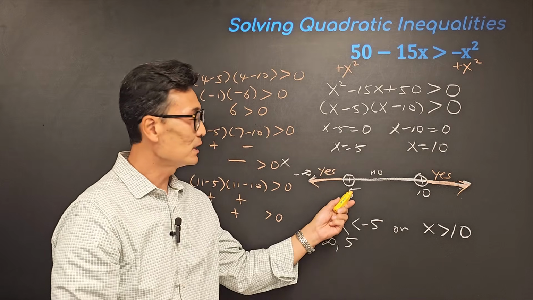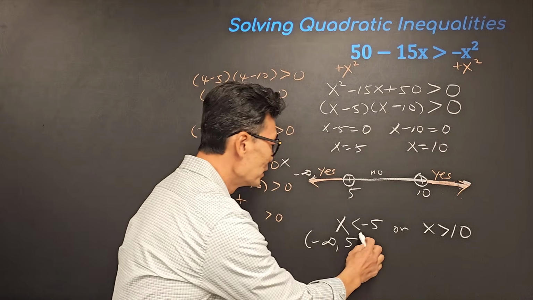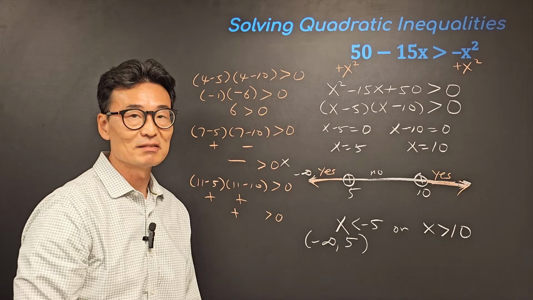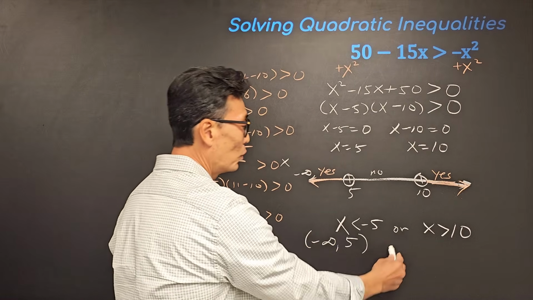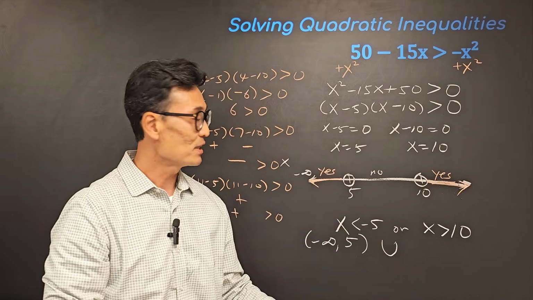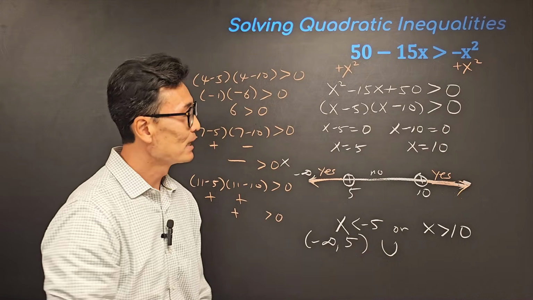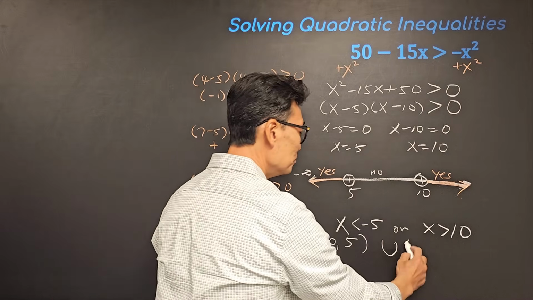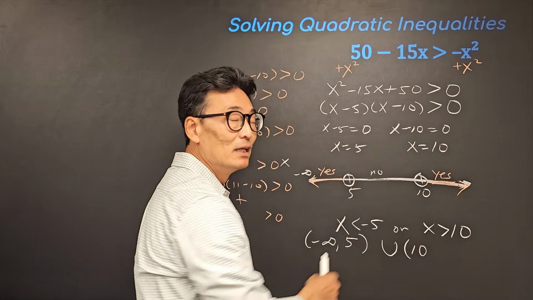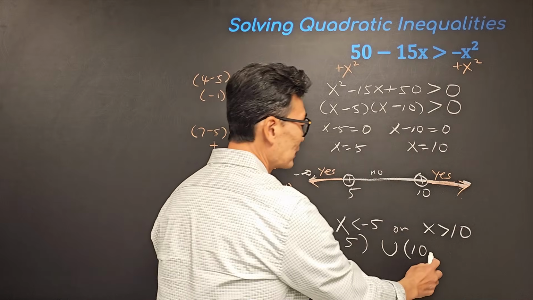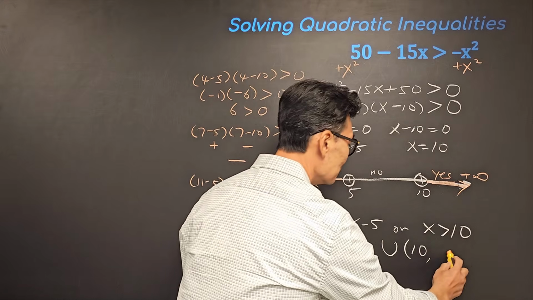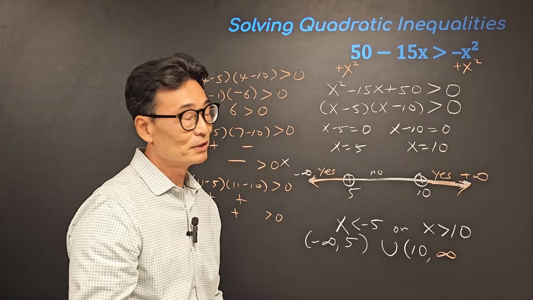However, since it does not include the number -5, it's going to be parentheses. And by the way, infinity is always parentheses. And whenever you have the word or, meaning where they do not intersect, it's going to be a union sign. And then we start from 10. Again, it's going to be parentheses because it does not include the number 10. And it goes to positive infinity.